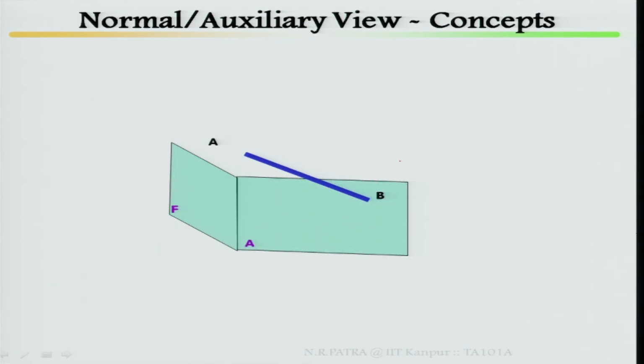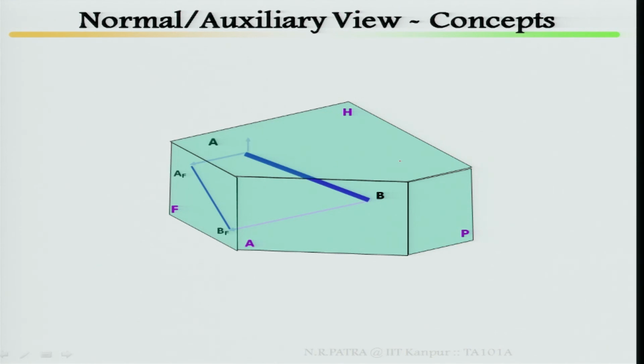So, normal or auxiliary view concepts, just going to the animation: take a line AB, take a frontal plane here, B here, then complete it, profile plane, then horizontal plane. This will be your horizontal plane, this will be your frontal plane, this will be your auxiliary plane, this is your profile plane. Now look at this, take it back. So this projection in your frontal plane is AF, BF. Now, this projection in your horizontal plane is AH, BH.